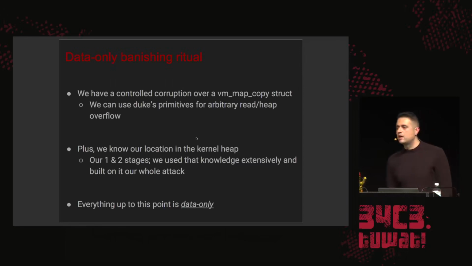Now, I also know my location on the kernel heap, and remember, we found that in the first two stages. We use only that, where that PTMX ioctl struct was stored on the kernel heap. That's the only thing we knew, that address, in order to successively build on it and reach a much more useful primitive.